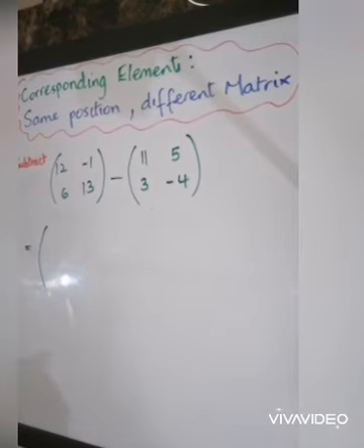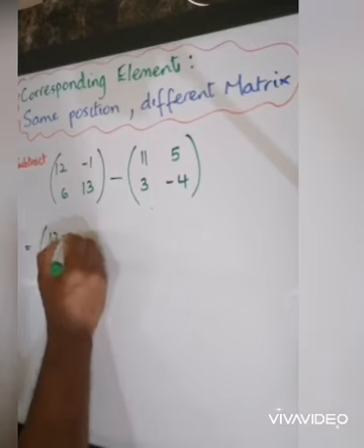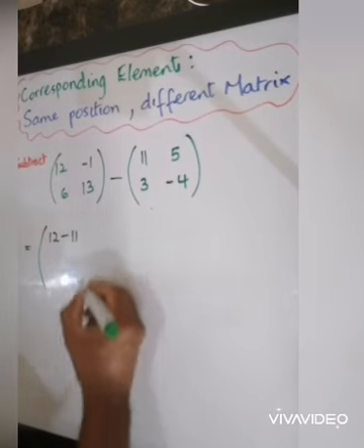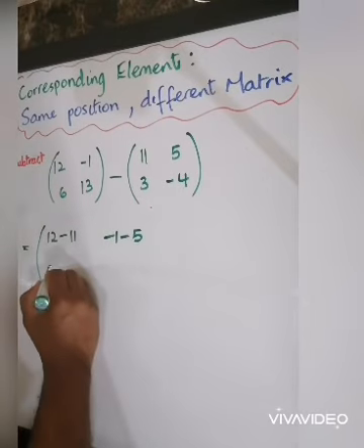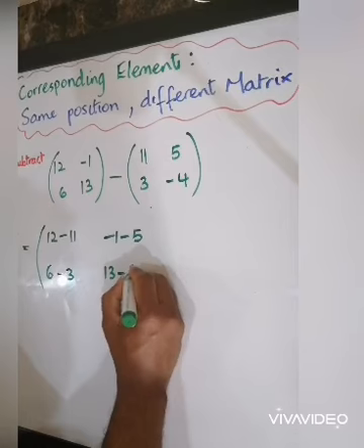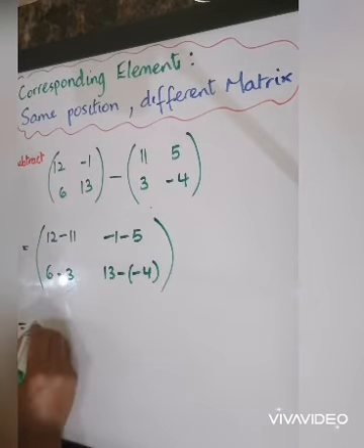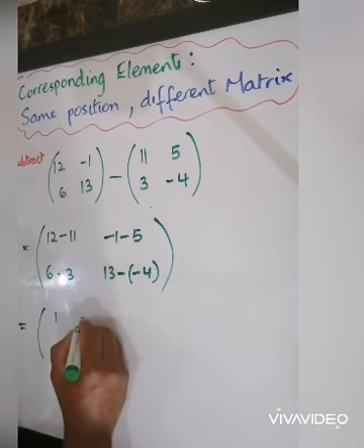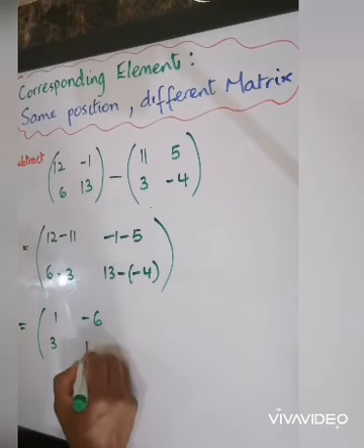So let's try some subtraction. So 12 take away 11, -1 take away 5, 6 take away 3, and 13 take away -4. We simplify: 1, -6, 3, 17.